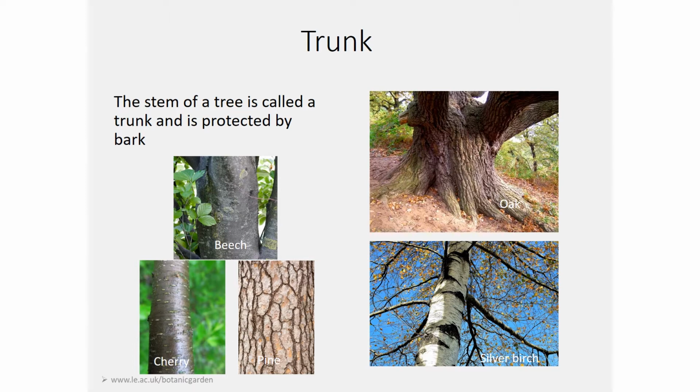Remember, stems in trees are called trunks, and they are covered in bark which protects the thin tubes inside. Look at how bark can be different on these trees that can be found in British woodland: beech, cherry, pine, oak and silver birch.